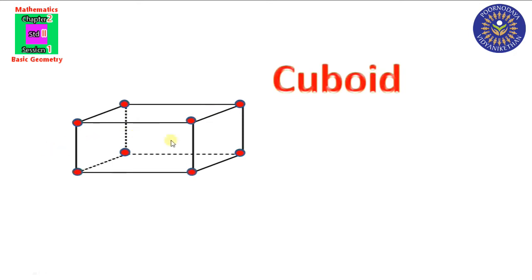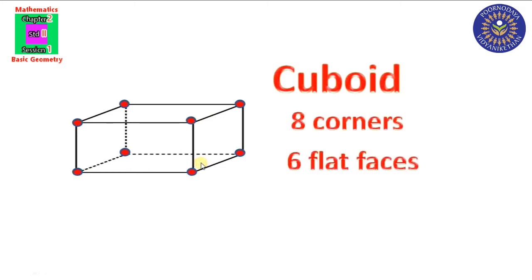Clear? Look at its face. See here, rectangular face. Flat rectangular faces. A cuboid has flat rectangular faces. 1, 2, 3, 4, 5, 6. How many faces? Yes, 6 flat rectangular faces. A cuboid has 6 flat rectangular faces.